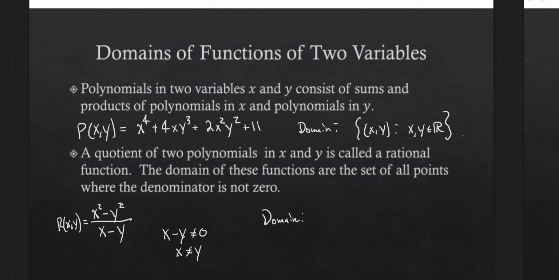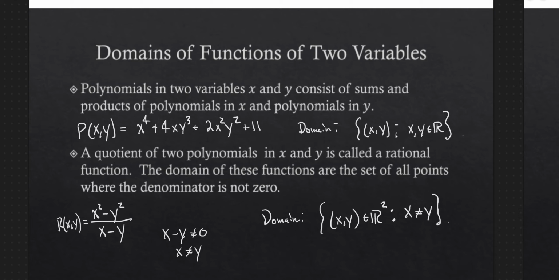So the domain of this rational function, this particular one, is the set of all points x, y, let's say in R2, such that x is not equal to y. I'm trying to think, have you seen the set builder notation before? If you took discrete, you'll have seen the set builder notation. I'm reading it as I read it, that's exactly what it is. This is the set of all points x and y, such that x and y are in R.